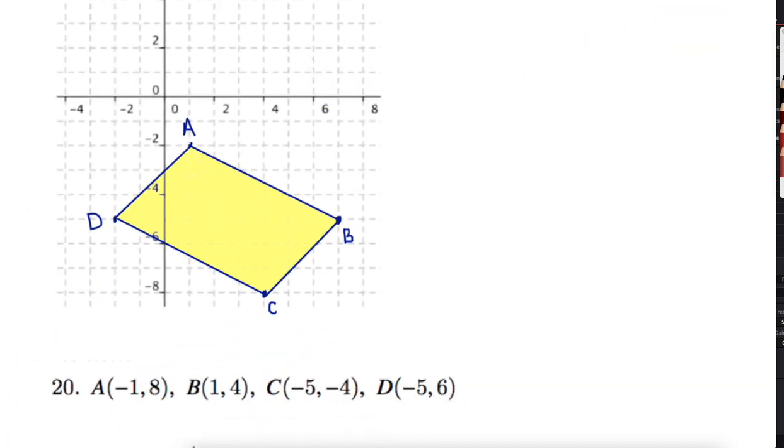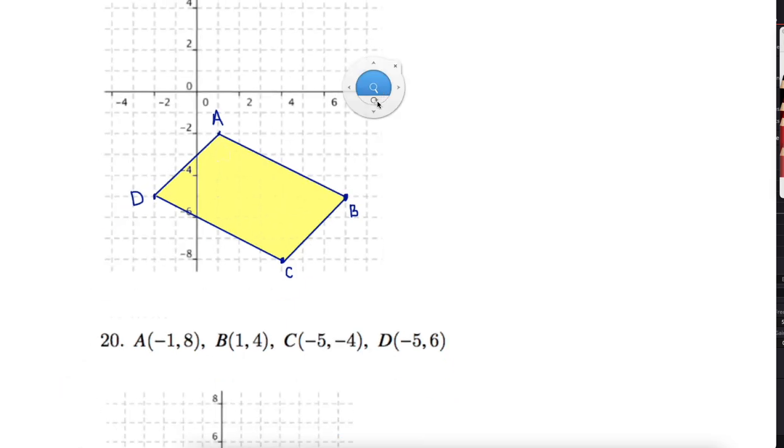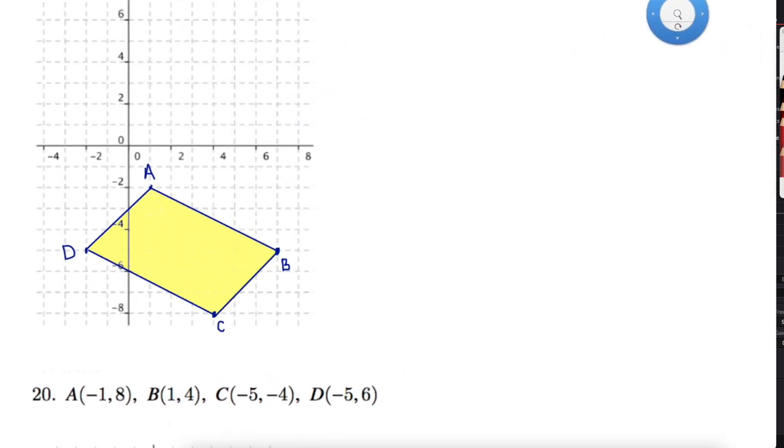So this looks like a parallelogram. It doesn't quite look like a rectangle or a rhombus. So let's start by showing it's a parallelogram. It's our guess. So let's prove it. I'm thinking parallelogram only, not the more specific kinds such as rectangles and rhombuses.